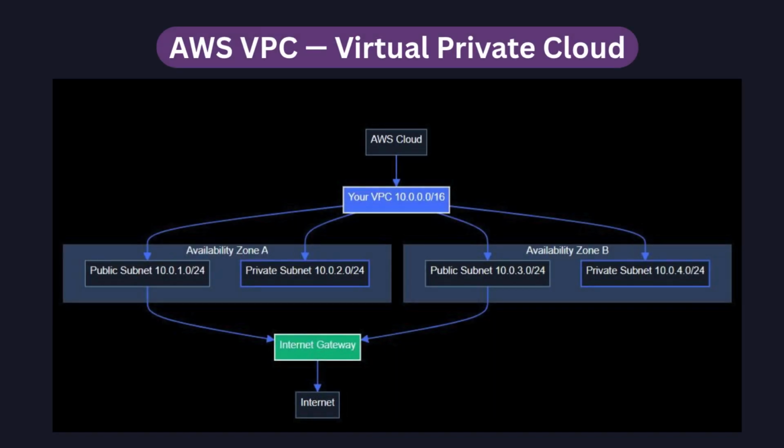AWS VPC, Amazon Virtual Private Cloud, is an isolated private network inside AWS where you can launch and manage resources securely. You control IP address ranges using CIDR blocks, create subnets, and define routing rules. A VPC can span multiple availability zones for high availability. Public subnets allow internet access through an internet gateway, while private subnets have no direct internet access. This setup is commonly used for databases, caches, and internal services that must stay protected inside the network.